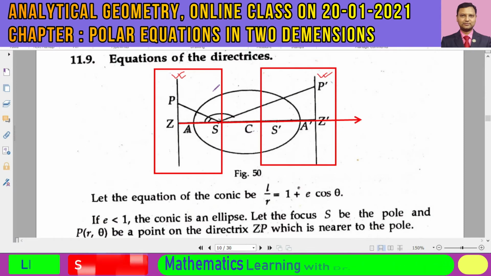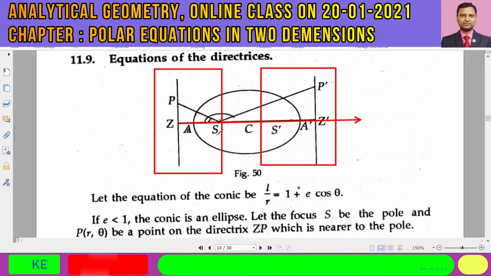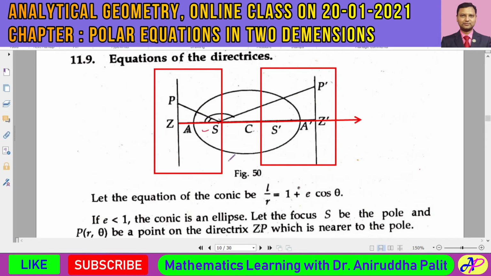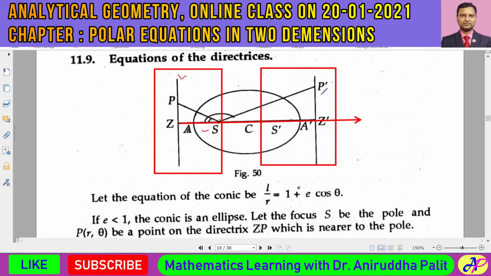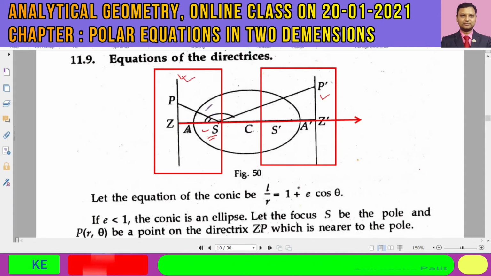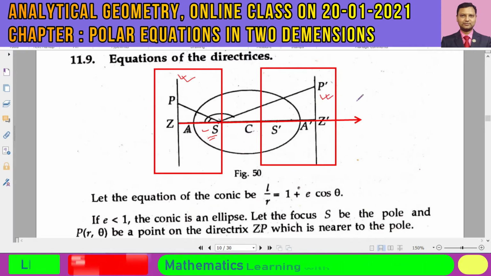Now over here the question is which focus has been chosen as the pole. In this picture, this focus S has been chosen as the pole. So with respect to this pole, we can consider one directrix as near the pole and another directrix as far away from the pole, because the pole is always fixed. If this focus is chosen as the pole, then this is the directrix near to the pole and this is the directrix far away from the pole.